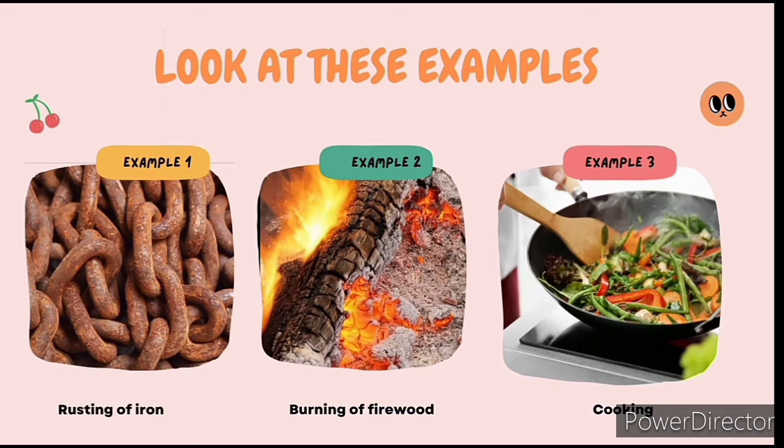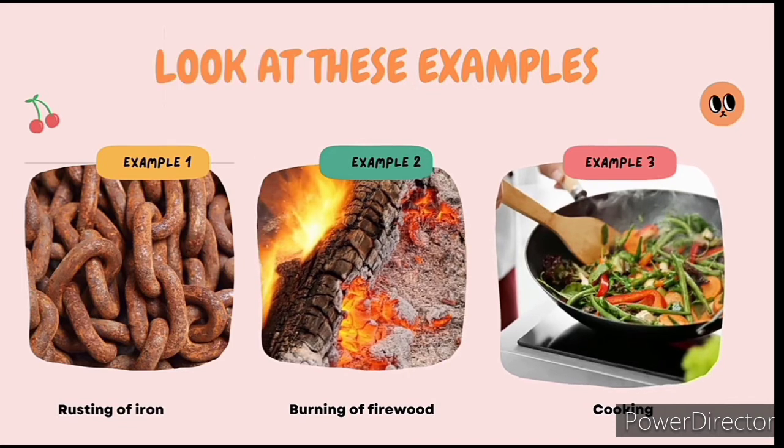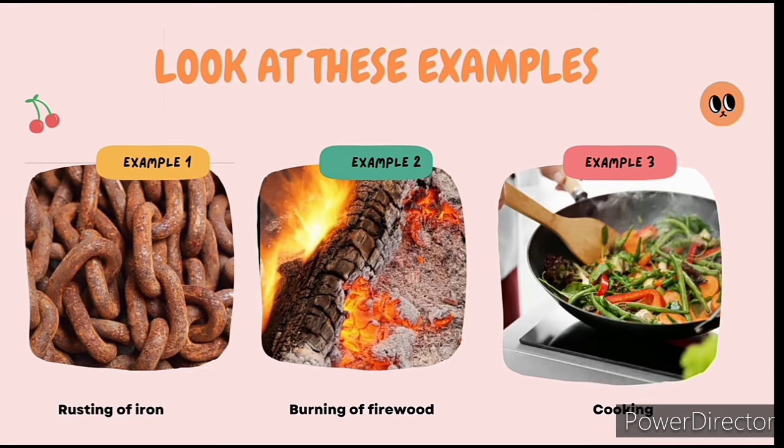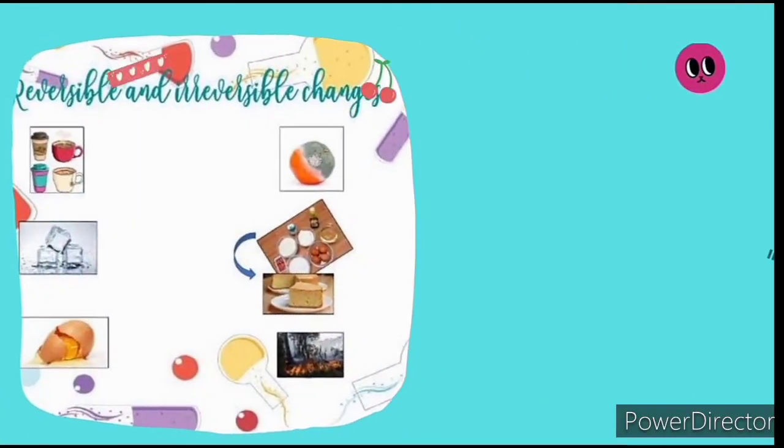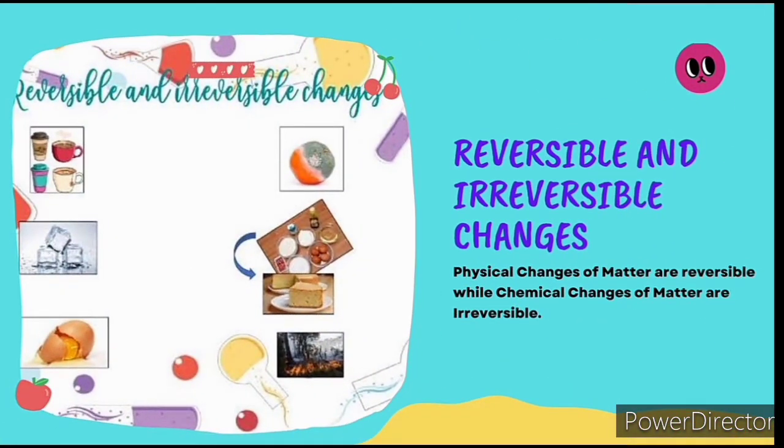So we also have baking, we have digestion. By the time you eat a food and it is being digested, when you pass it out, or you were sick and you threw up the food, it will be very difficult to recover it the way it was originally. So when such a thing happens, we say there is what? A chemical change.